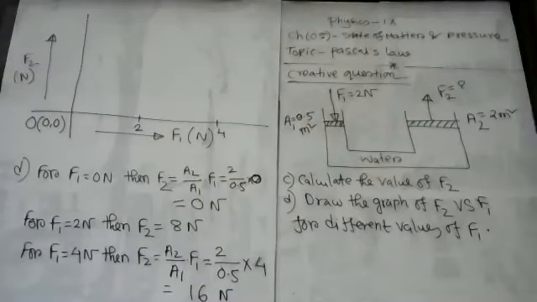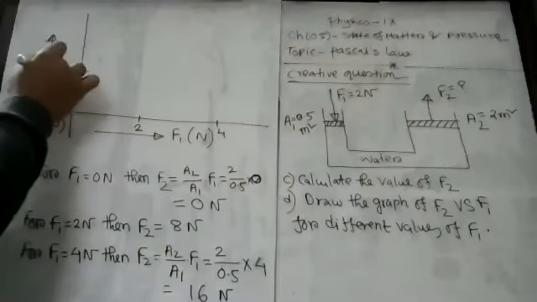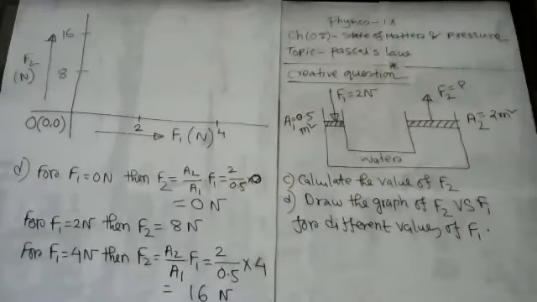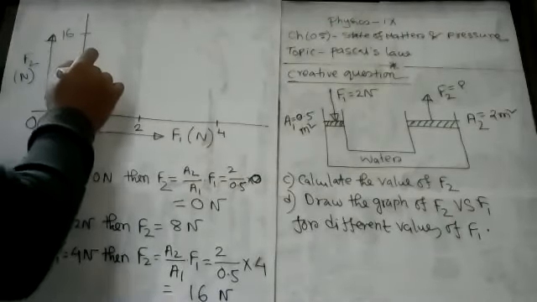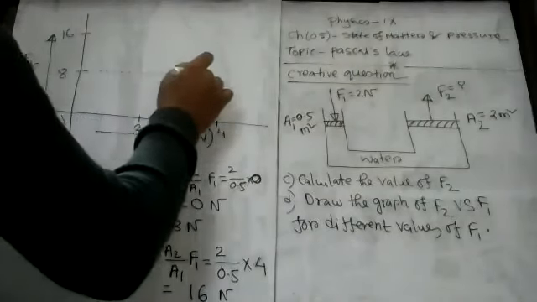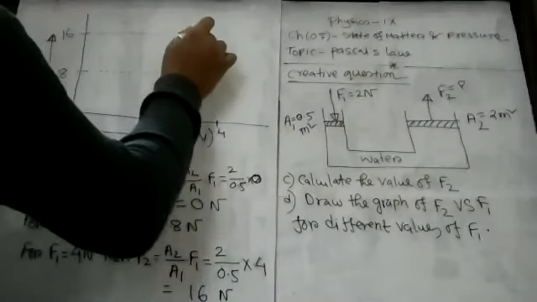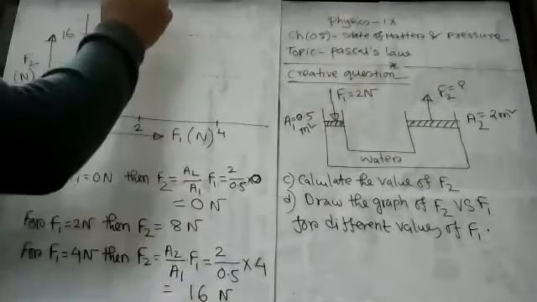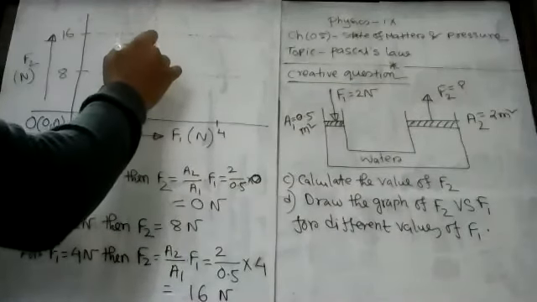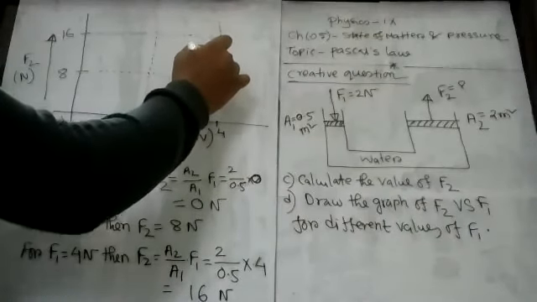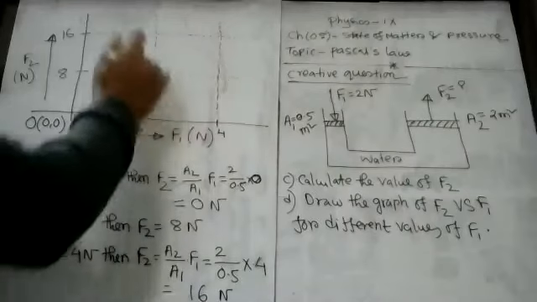And then for the values of F2, 8 and 16: the second point is 8 and the third point is here 16. Then we are going to draw the corresponding lines here, the parallel corresponding lines, just like the shape of the graph.